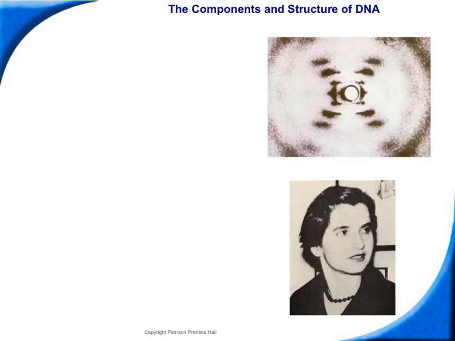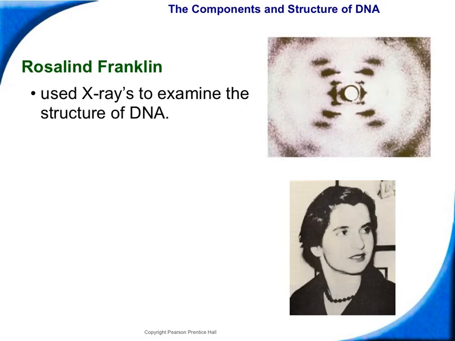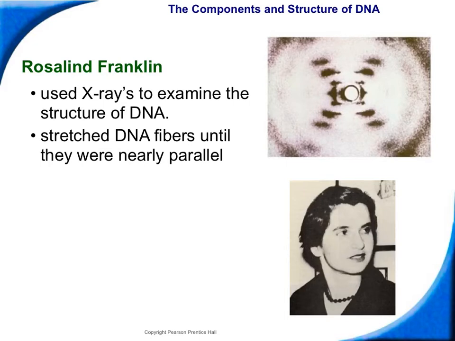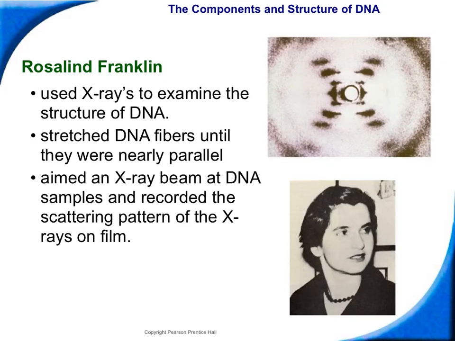During the same time that Chargaff had made his rules, a young chemist by the name of Rosalind Franklin was doing some very interesting work with DNA. And she was studying it using X-ray diffraction. So what she would do, she would create a sample of DNA, and then she would twist these fibers and pull them out and lay them across her slides until they were nearly parallel. So she would stretch out these DNA, and then she would hit them with an X-ray, and then she would take a picture of it.